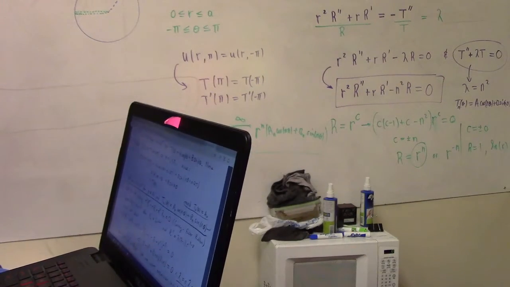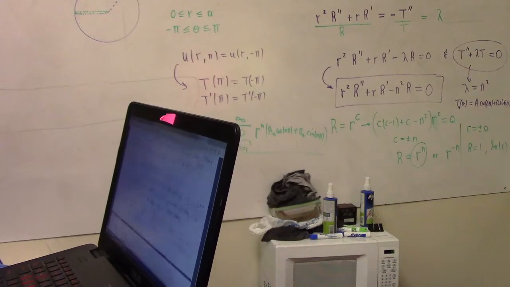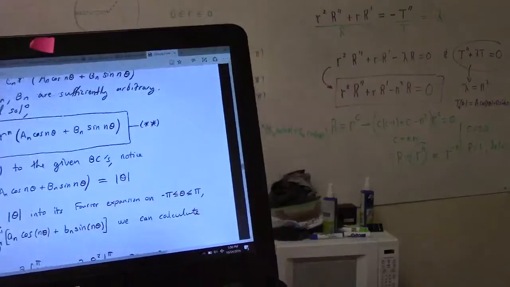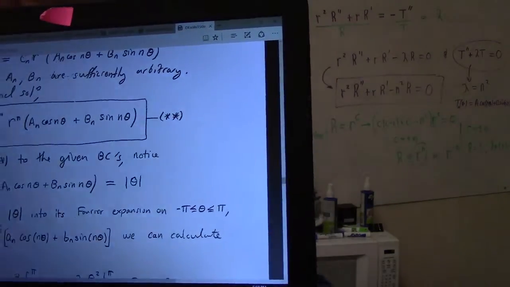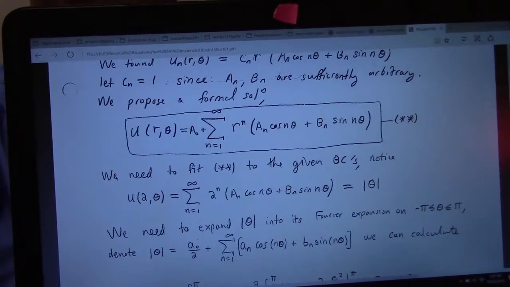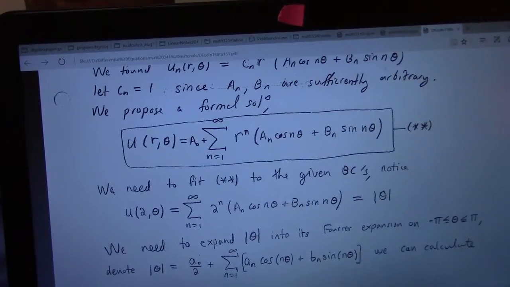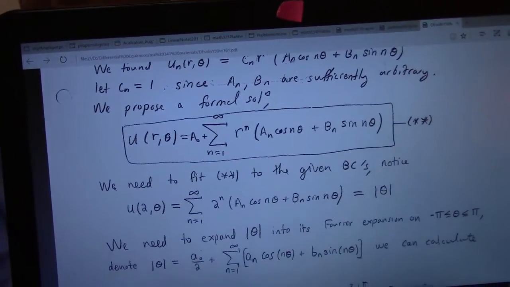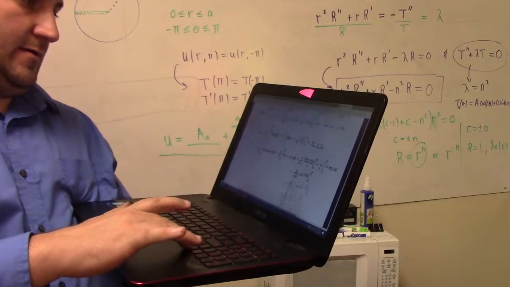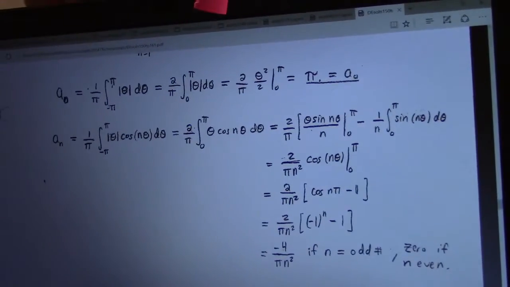I go through the stuff we just did, so I derive what we just derived. And this is tricky. As you can see, the star-star equation there is exactly what we just found. And then I find the Fourier expansion of f of theta equals the absolute value of theta. Here are the inglorious details.